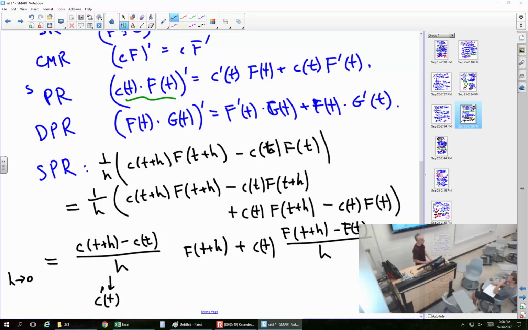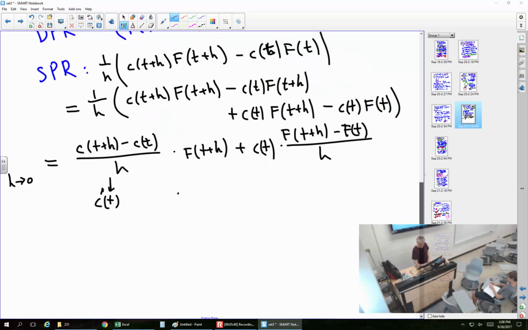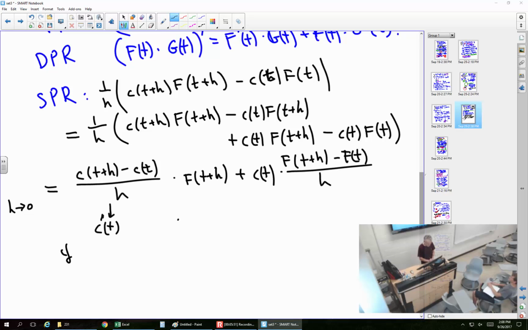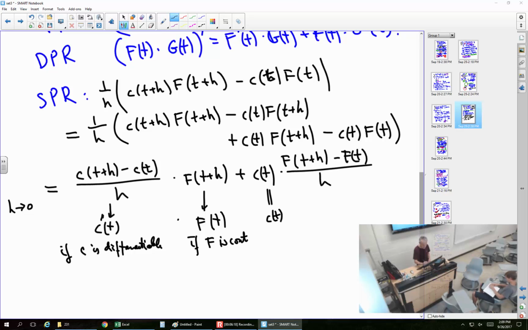Provided, of course, that the function is differentiable in the first place. But that's okay. So where does the second term go? F of t plus h. So if c is differentiable, then as a numerical function, what? F of t, provided F is differentiable? Or F continuous? Continuous is sufficient. F is continuous. Okay, so no need to do anything with c of t here. And what's the last term?